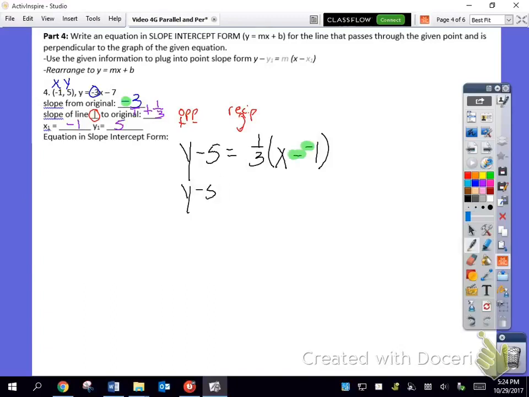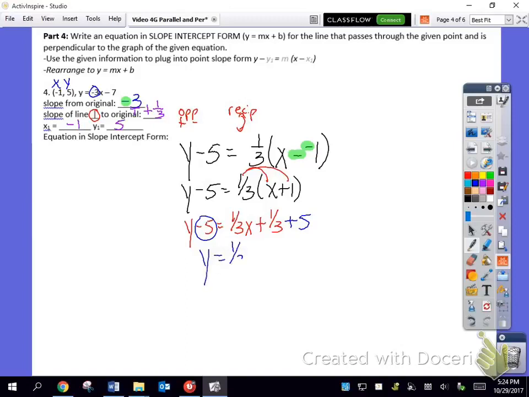So y minus 5 equals 1/3 parentheses x plus 1. Now distribute. So I'm going to say 1/3 times x, so 1/3 times 1. So y minus 5 equals 1/3 x plus 1/3. And then the opposite of subtracting 5 is to add 5. So y equals 1/3 x.